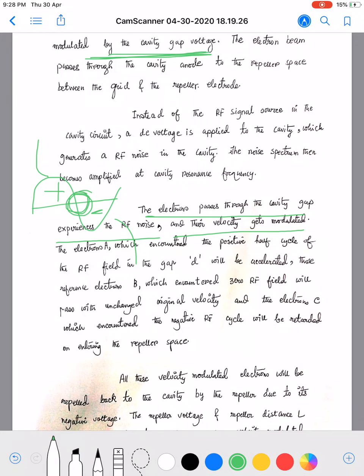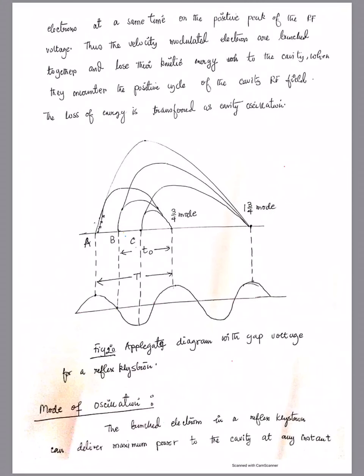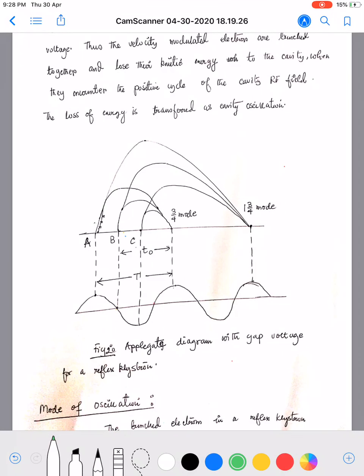All these velocity modulated electrons will be repelled back to the cavity because the repeller is repelling them due to its negative voltage. Suppose they travel up to distance L, then come back and collapse on the cavity. So there is the Applegate diagram. Let us try to understand the Applegate diagram and the bunching procedure. The velocity modulated electrons are bunched together and lose their kinetic energy to the cavity.